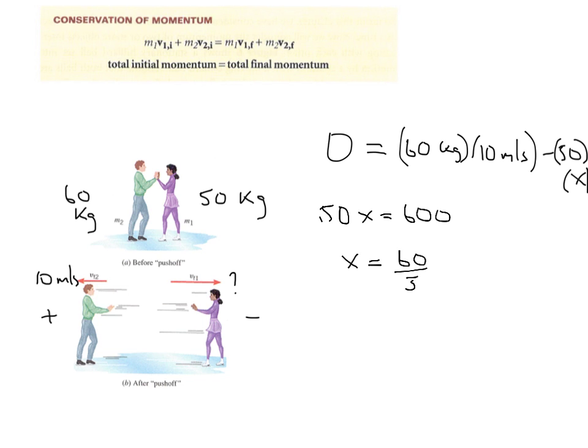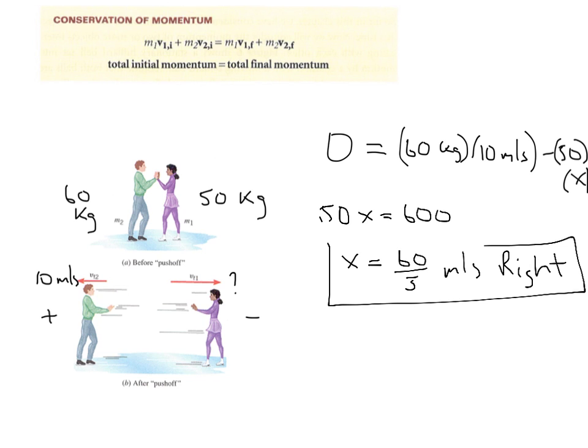over 5 meters per second, and that is to the right. I'm not going to put a sign on it. I could put a sign on it, but I'll just give it a direction. So her velocity is 60 over 5, or 12 meters per second to the right. Okay, so that's one type of momentum problem.